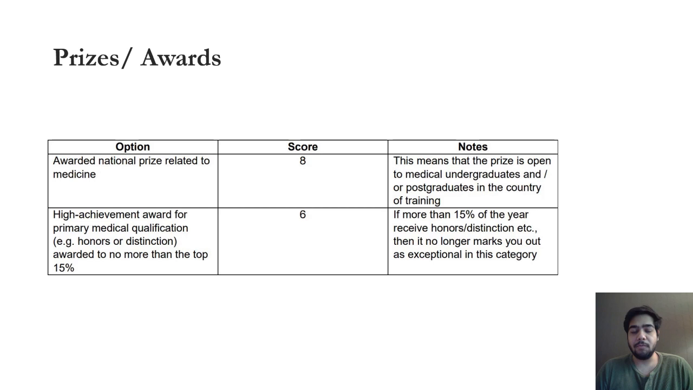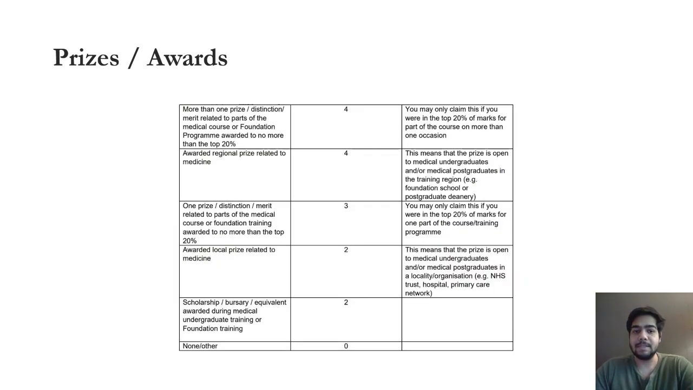The next domain is about the prizes or awards which you have received. So if you have been awarded a national prize related to medicine, you get a score of 8. If you have a high achievement award for primary medical qualification, which is honors or distinction, which is awarded to no more than the top 15% of all the students, then you get a score of 6. If you have received more than one prize related to parts of your medical course or foundation program, which is awarded to no more than the top 20%, you get a score of 4.